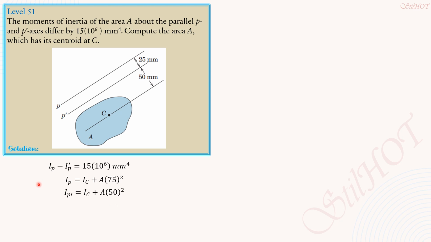So if we subtract this second equation from this equation here, then take note that I sub B minus I sub B' is 15 times 10 to the 6. We can cancel I sub C. Then we have area times (75 squared minus 50 squared). So subtracting, 15 times 10 to the 6 equals area times (75 squared minus 50 squared). We can now compute the area, and the area is 4,800 mm².